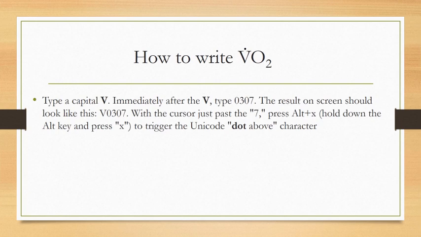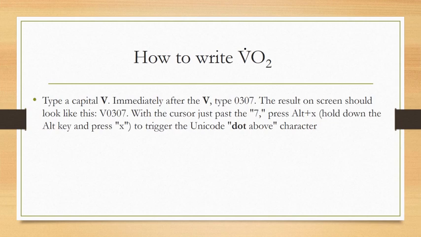Sometimes you put a 0 instead of an O. Often you superscript the 2, so it goes higher rather than lower, rather than subscripting it. And then often one of the big things is you miss out the dot above the V, which is really important, because that means rather than it being a volume, it makes it a rate. So what we're after is V dot, capital O, lowercase 2.